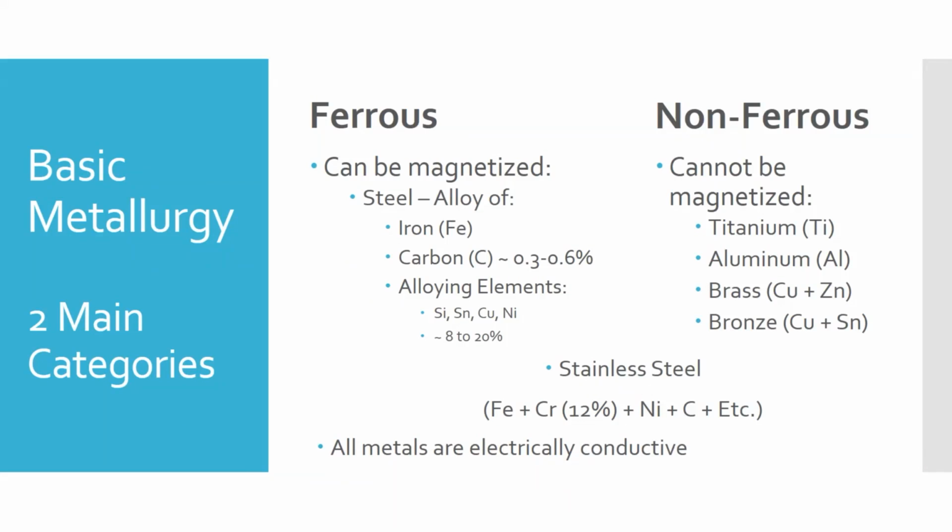Non-ferrous are things that cannot be magnetized. So titanium, aluminum, brass, or bronze, which are copper and zinc, copper and tin. So magnetic particle can be done on these ferrous items.